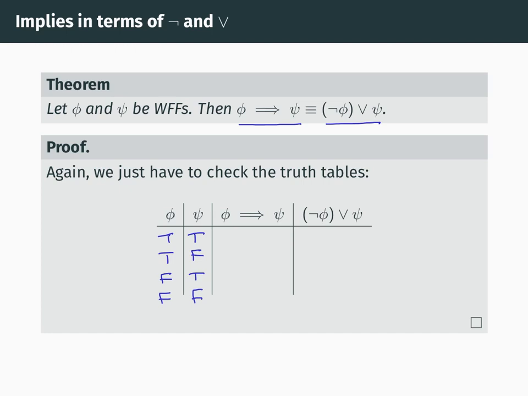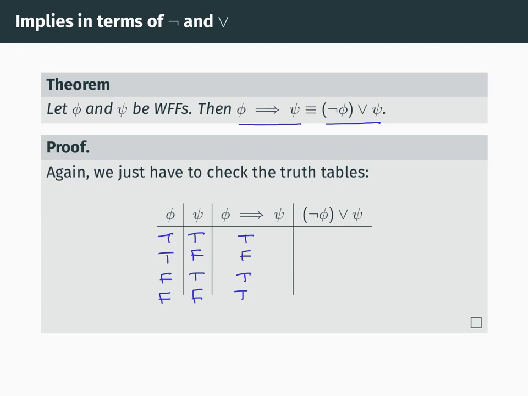So working out the first empty column is easy because that just comes directly from the truth table for implies. And you'll remember that implies was always true, except in the case where the thing on the left was true and the thing on the right was false. So that's the truth table for implies.